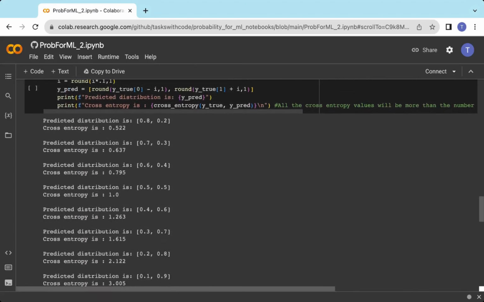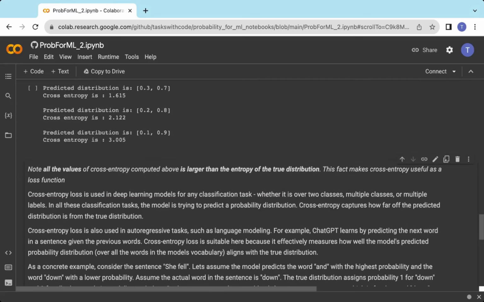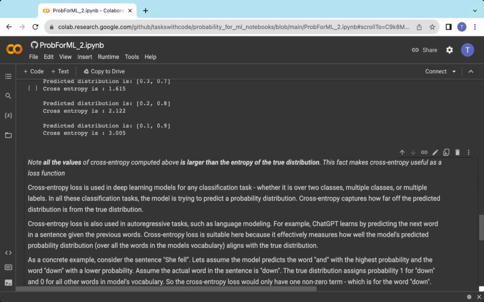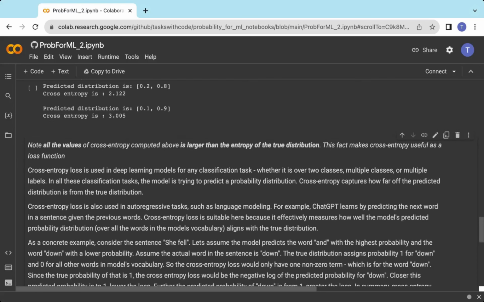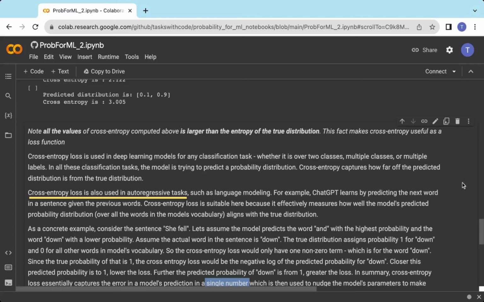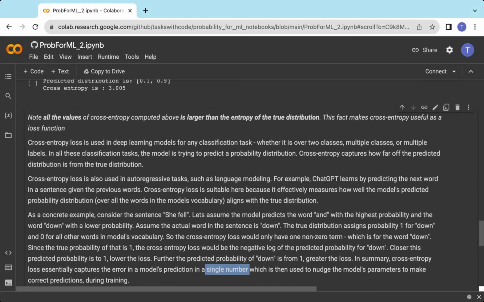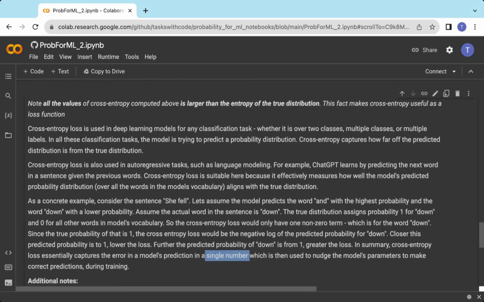Cross-entropy loss is used in deep learning models for any classification task, whether it is over 2 classes, multiple classes, or multiple labels. In all these classification tasks, the model is trying to predict a probability distribution. Cross-entropy captures how far off the predicted distribution is from the true distribution. Cross-entropy loss is also used in autoregressive tasks, such as language modeling. For example, ChatGPT learns by predicting the next word in a sentence, given the previous words. Cross-entropy loss is suitable here because it effectively measures how well the model's predicted probability distribution over all the words in the model's vocabulary aligns with the true distribution.